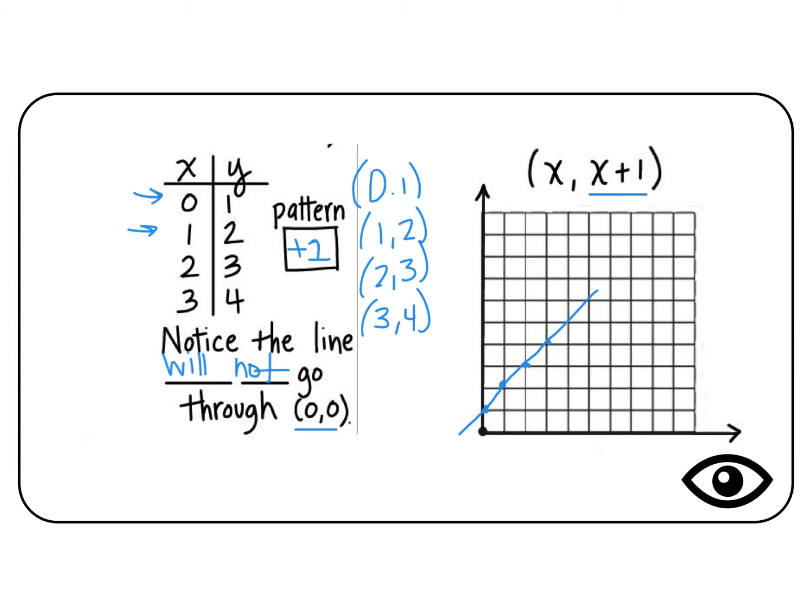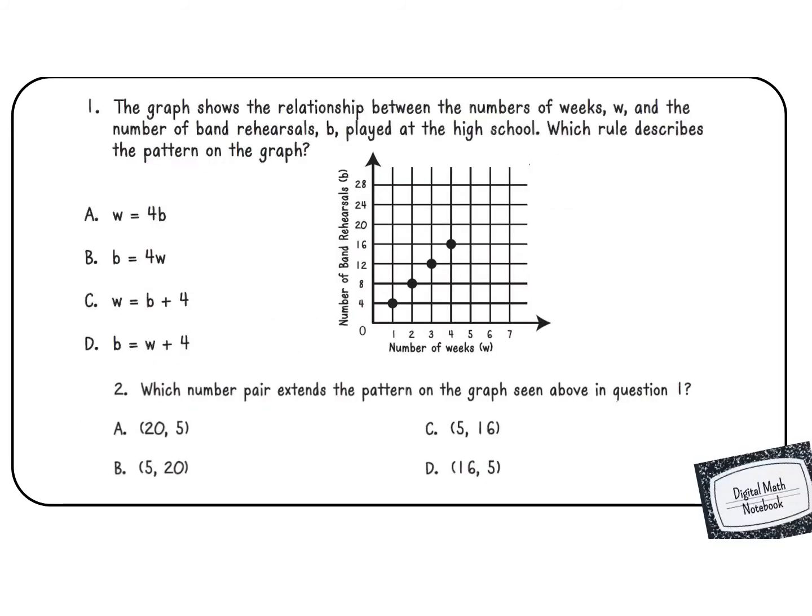Let's try one together. All right, guys, we're in your digital math notebook. Question number 1 says, the graph shows the relationship between the number of weeks, W, and the number of band rehearsals, B, played at the high school. Which rule relates the pattern?